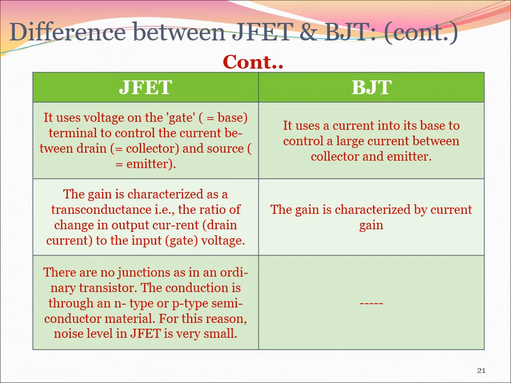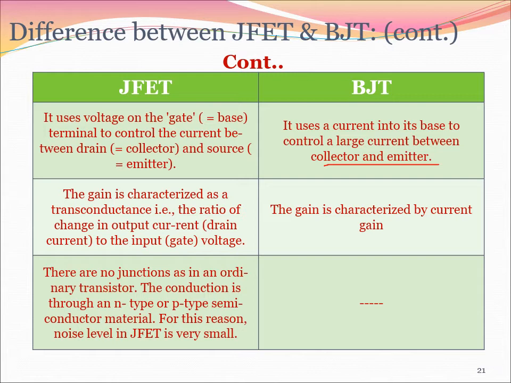Another thing is, in JFET it's a voltage controlled device, because at the input you provide voltage, reverse bias voltage, to control output current, while in BJT we use base current to control output collector current or emitter current. And in JFET we normally use transconductance, that is the ratio of output current change to input voltage change. However, in BJT we have current gain normally.